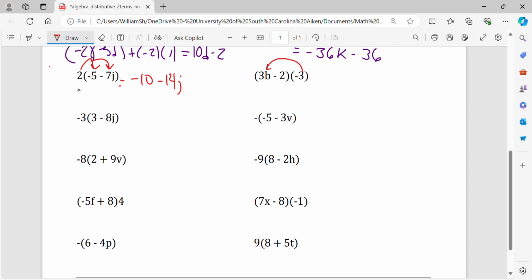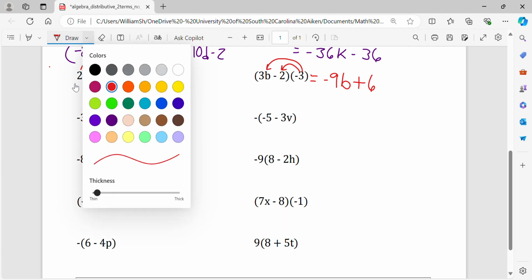I'm distributing this -3 to the 3b. I'm distributing this -3 to the -2. You shouldn't even have to really read the whole problem. You should be able to look at it and focus it in your mind and know what's going on. Here we have 3b minus 2 times -3. We do the distribution steps. We're ready to go. -3 times 3 is -9b. -3 times -2 is +6. On to the next one.